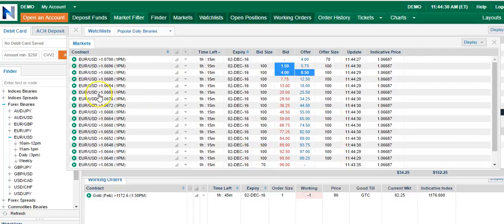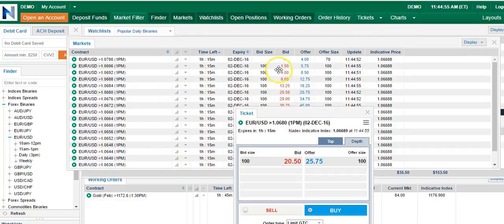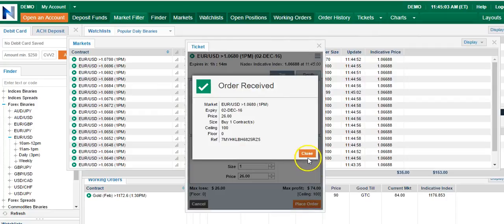So in this particular case, say you think the market is going to move a bunch between now and 1 o'clock. In this case, I want to buy the 106.80, and it's about 11 points out of the money, so it needs to move 11 points in order to be in profit. So I'm going to click on it, and it says $26 right now. And I'm going to hit size of 1 and just leave the price as is.